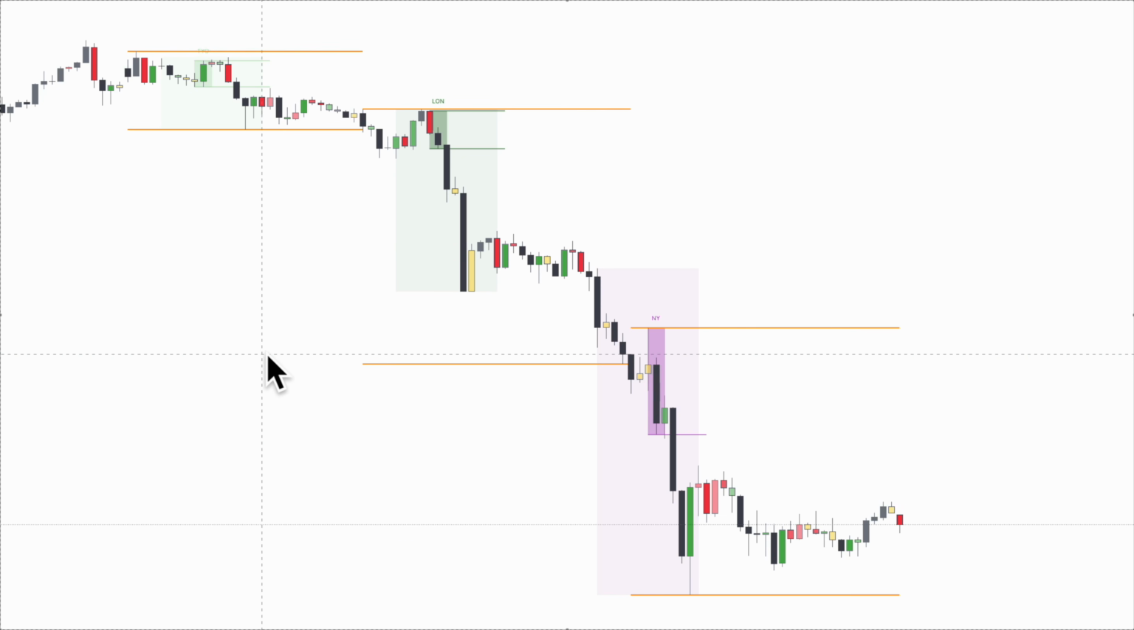Another one, Asia, consolidating, accumulation, taking the high, or here trapping the high, trapping the low, consolidating into the next phase. The next phase, trapping longs, shift, distribution. New York, breaking down, trapping longs, shift, distribution. You see clearly these phases.